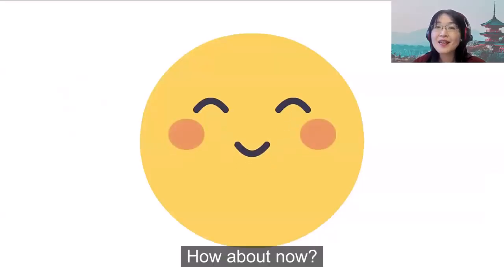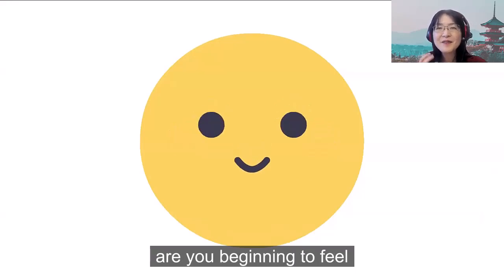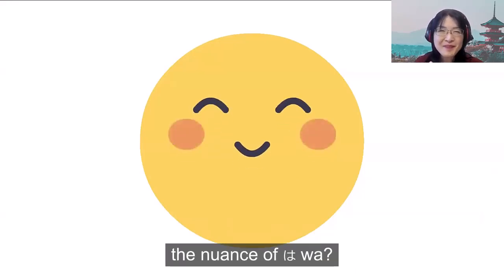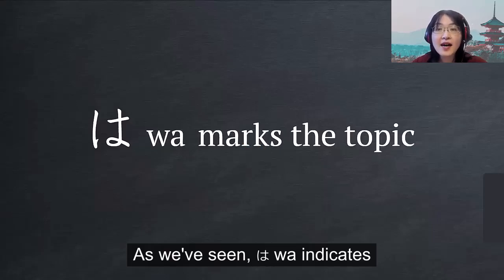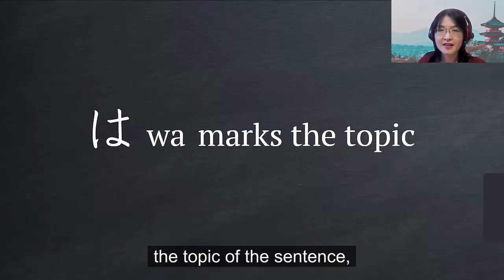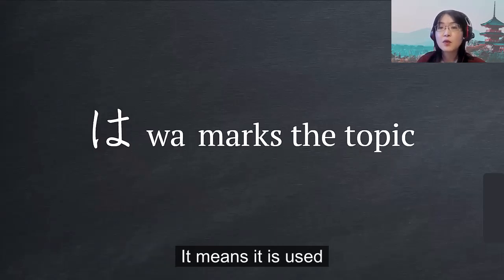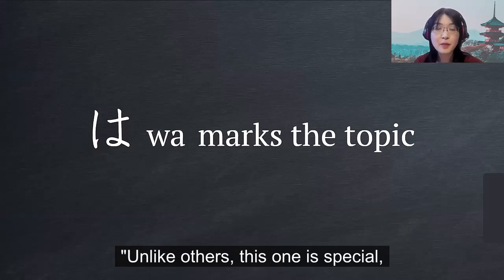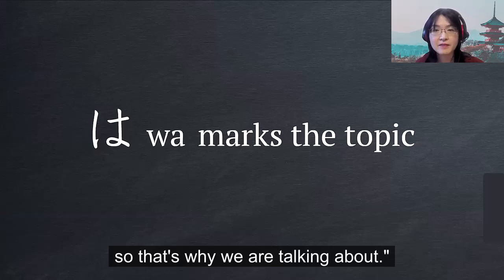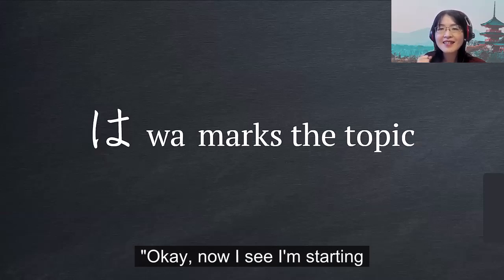How about now? After looking at various examples like this, are you beginning to feel the nuance of wa? I think you are now. As we've seen, wa indicates the topic of the sentence, showing that this is what we are talking about now. So it means it is used when we want to convey, unlike others, this one is special. So that's why we are talking about it. At this point, you might be thinking, okay, now I see.